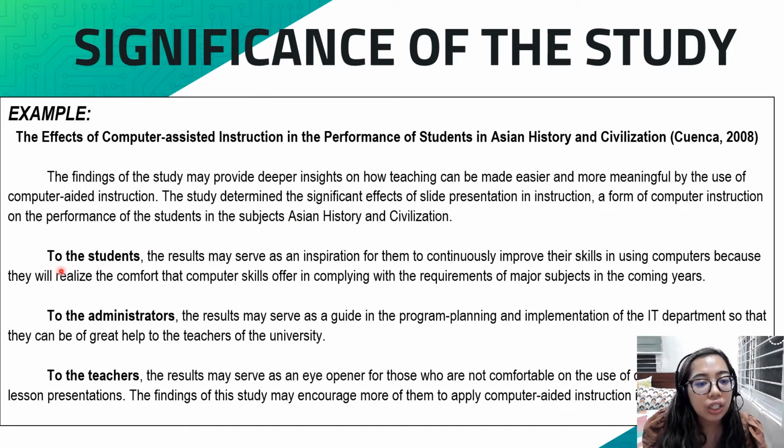And then, you have to indicate the beneficiaries. Sino-sino yung mga makikinabang sa inyong research. For example, ang una makikinabang sa research nila is the students. So, you have to write to the students and then explain bakit at paano makakatulong sa mga estudyante ang results at findings ng inyong research. So, example here, to the students, the results may serve as an inspiration for them to continuously improve their skills in using blah blah blah. To the administrators, this may guide them in program planning and limitation of the IT department. Okay, so that is the significance of the study.